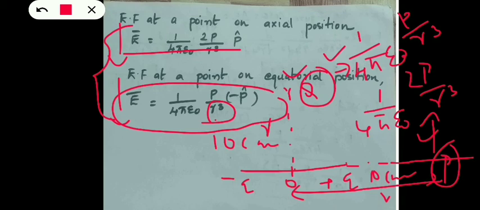But which point experiences a faster depletion of electric field? It is Q. Why? Because its electric field intensity is less strong as compared with the electric field intensity at the point P. Okay, so the electric field intensity experiences a stronger depletion for a point lying on the equatorial position.